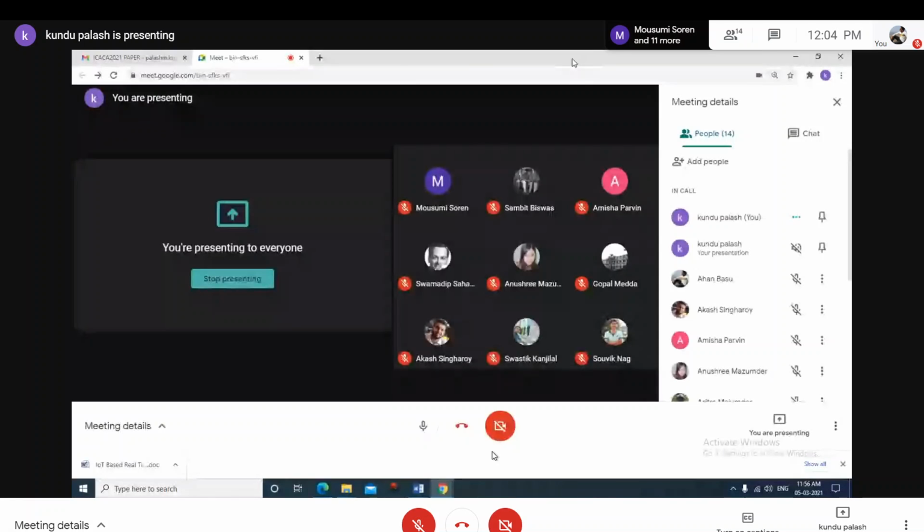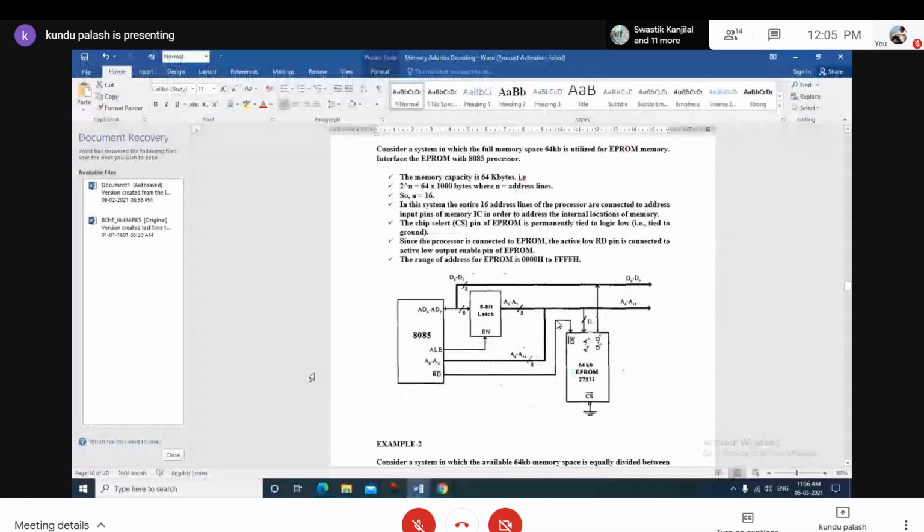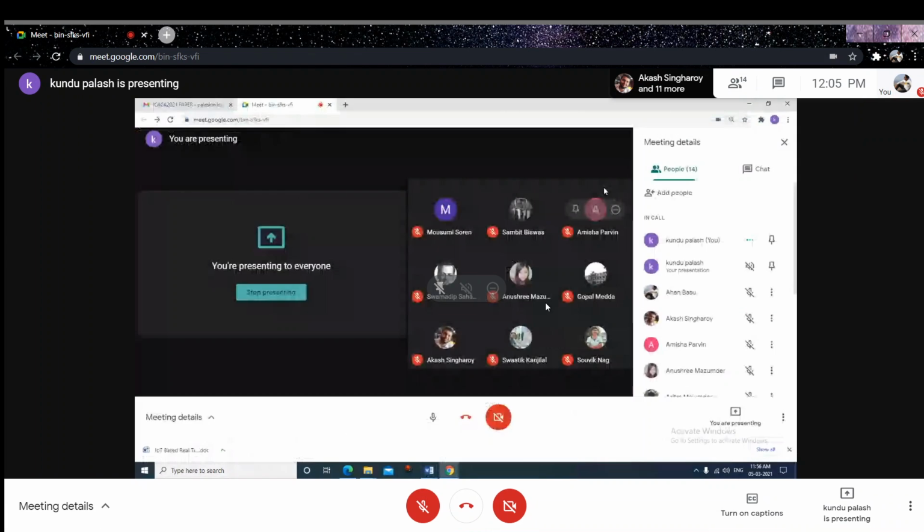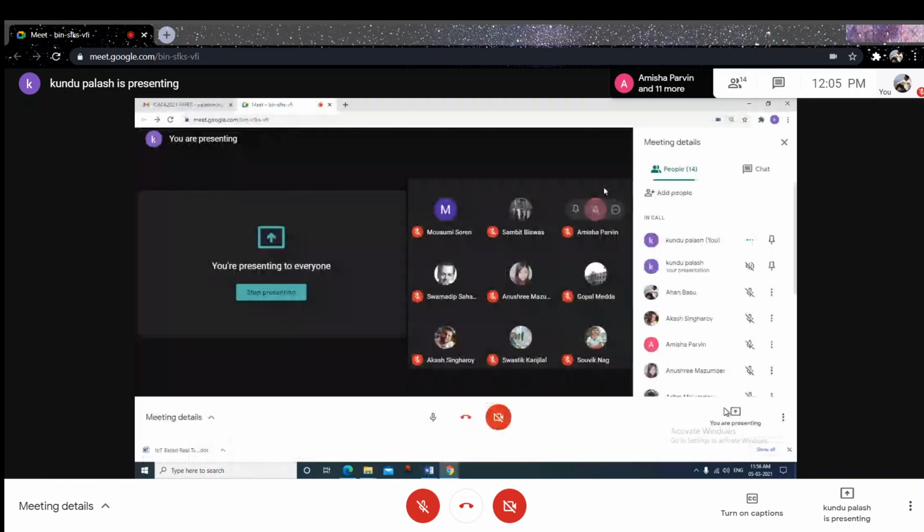Please read thoroughly about the machine cycles or instruction cycles, as well as the memory decoding. I have already sent the e-notes on this part, memory interfacing and the instruction cycles, to the Google Drive. Have you got the share link? Please download this material. If not, download the material from the share link. I have also supplied the share link. Send the share link.